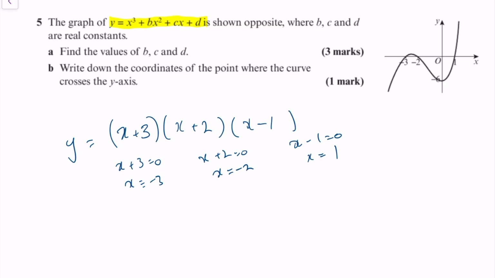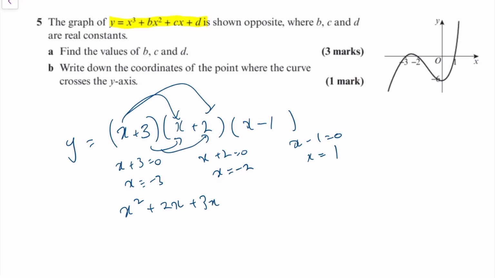Now we can expand this out. Let's expand all of this out. So when I expand this whole thing, this is going to be what? I'm going to do x times x, which is x squared, x times 2, which is 2x, and then 3 times x, which is 3x, and then 3 times 2, which is +6. All of this is going to multiply with the second bracket now, which is x minus 1, still equal to y.